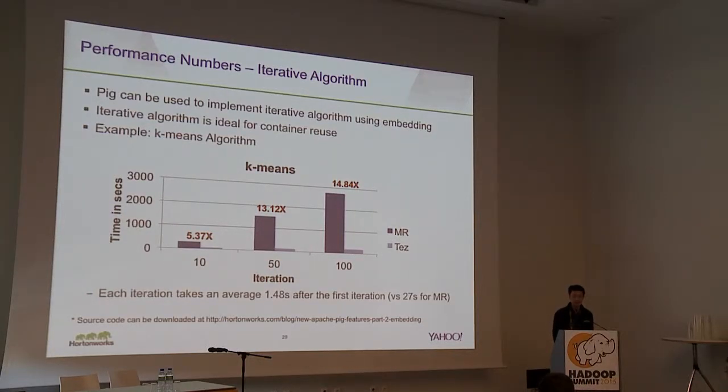Another test we did is the iterative algorithm. Pig can write iterative algorithms using Pig embedding. So we take the k-means algorithm and run it again and again. When we run it for 10 iterations, we see 5 times speedup. And if we run it for 100 iterations, we see 14 times speedup.